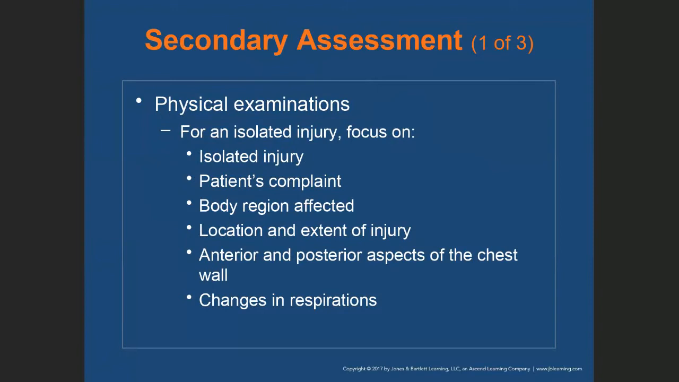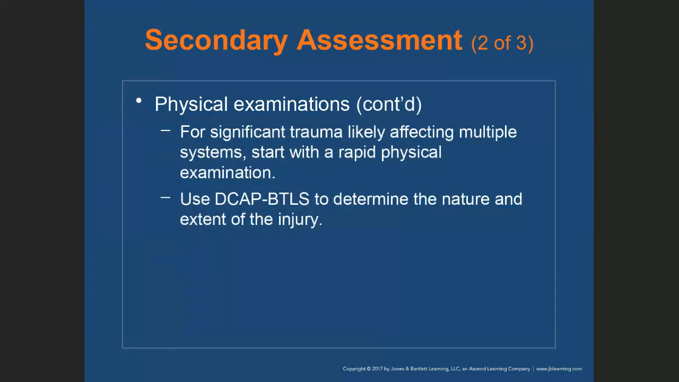Once we have completed the history taking phase, next is secondary assessment. Physical examination should include, for an isolated injury, focus on the isolated injury, the patient's complaint, the body region affected, location and extent of injury, anterior and posterior aspects of the chest wall, and changes in respiration. For significant trauma, likely affecting multiple systems, start with a rapid physical examination. Use your DCAP-BTLS-IC to determine the nature and extent of the injury.